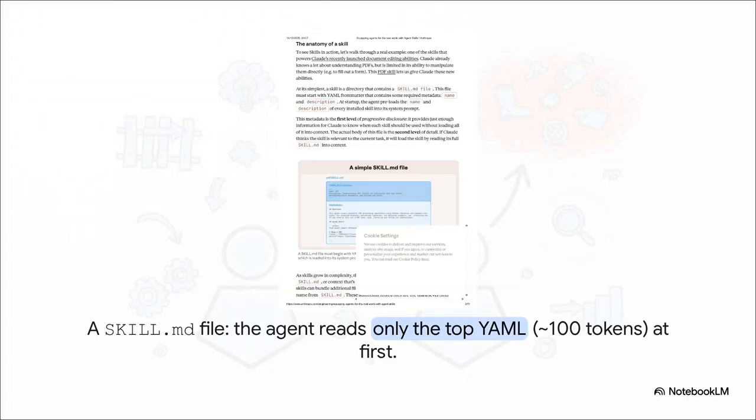And here's how that's put into practice. It's a simple SKILL.md file. When the process starts, the agent only reads this tiny little metadata summary at the top. We're talking maybe 100 tokens. It completely ignores the full instruction manual below unless it's absolutely necessary, saving literally thousands of tokens.